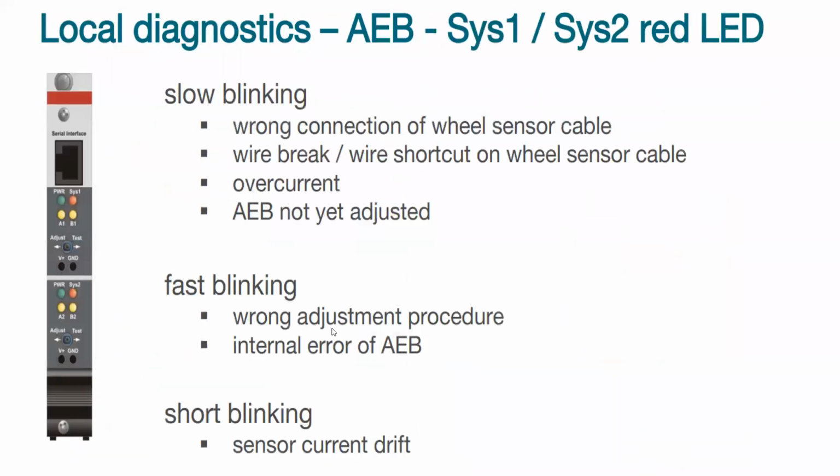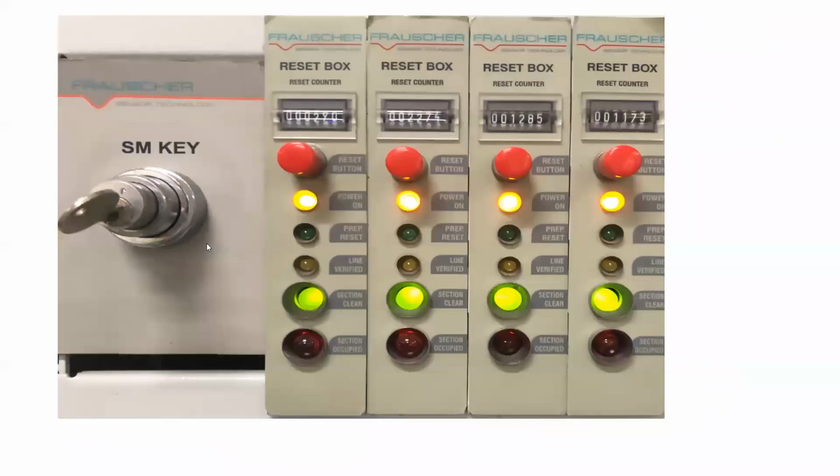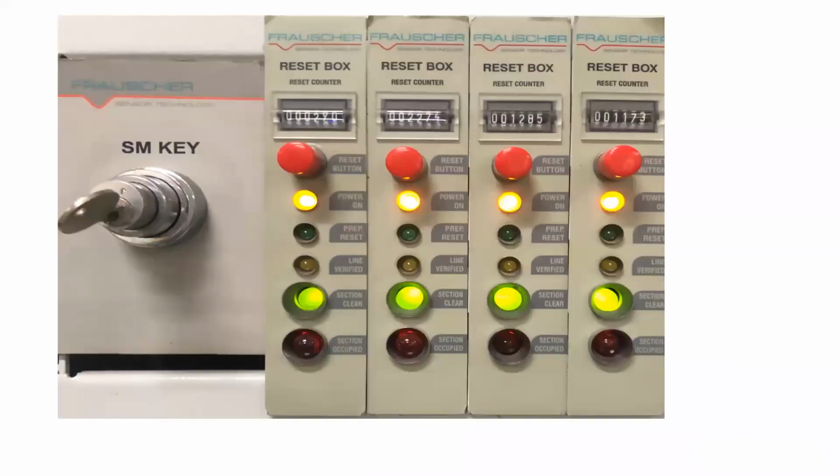Mr. Jagdish, another question here. How to reset track if reset box is not working in Frauscher? A practical question it is, in fact. I mean, if that reset box is not working, how to reset? There is no way. No way. I hope probably it has to be phased out.